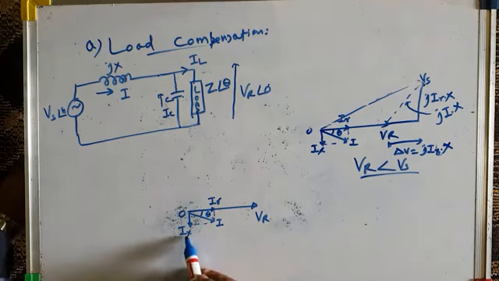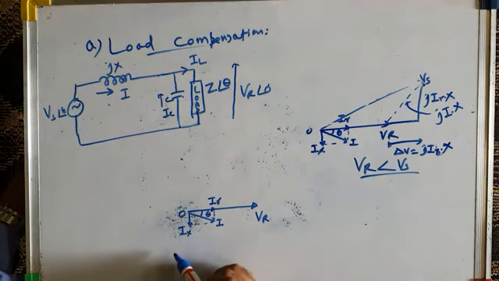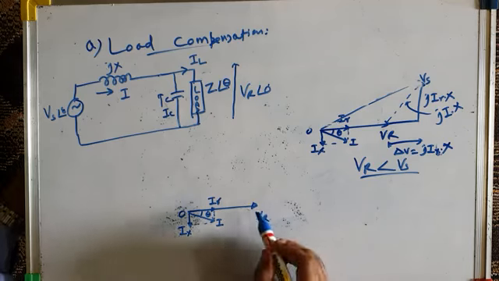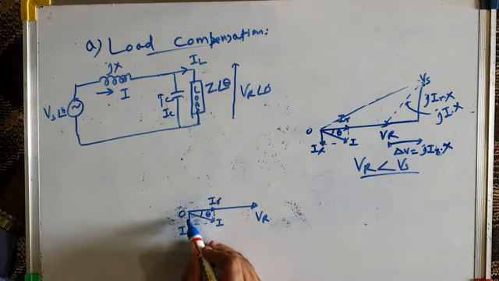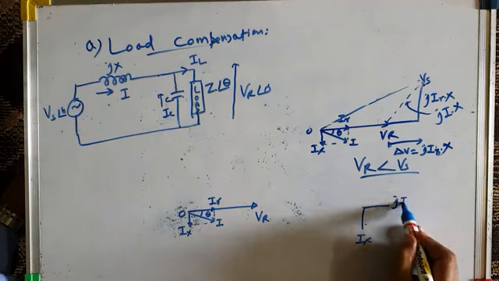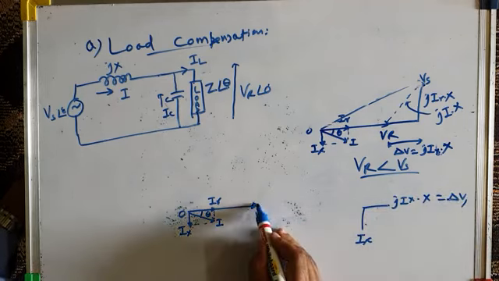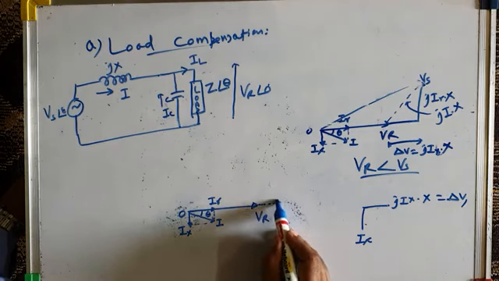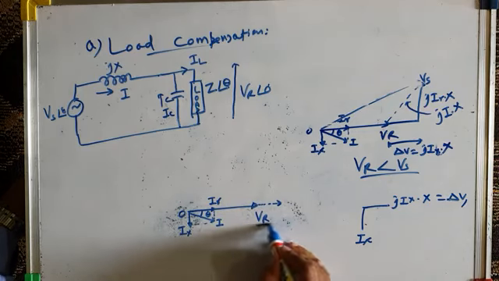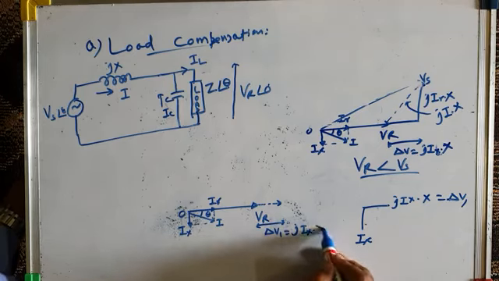Now we already know that because of this IX there will be a voltage drop across this transmission line reactance, jIX into X, which will be at 90 degrees with respect to IX. If this is IX, that drop will be jIX into X. Let's call that drop delta V1, and it will be like this. From here to here, this is the voltage drop, delta V1 equal to jIX into X.